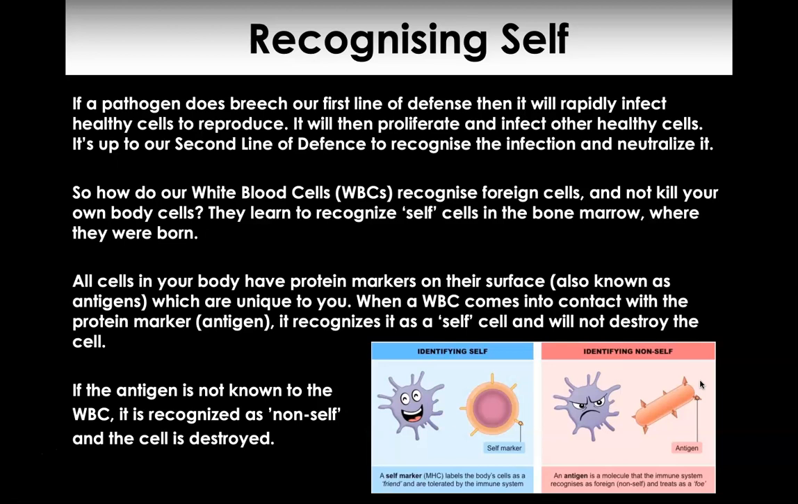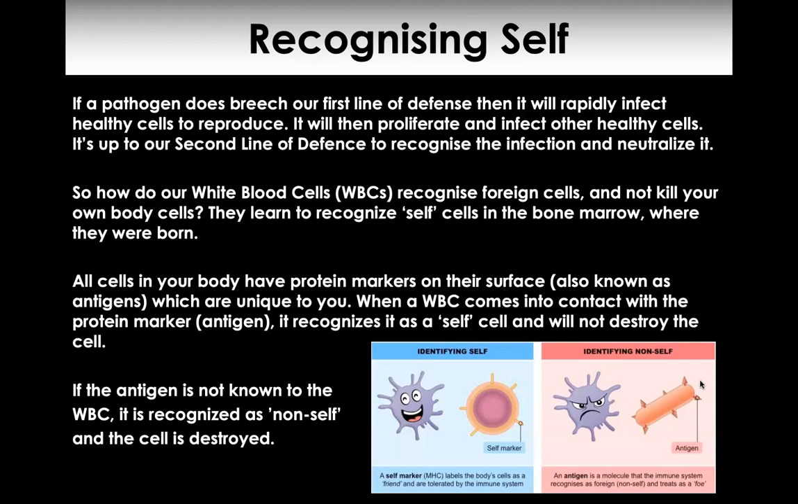So how do our white blood cells recognize foreign cells and not kill your own body cells? They actually learn, it's kind of like going to school, they learn to recognize self cells in the bone marrow. So before they are released from the bone marrow, they go through some sort of education and they learn how to recognize the proteins on the outside of a cell membrane. And basically all of the proteins on every single cell in your body are unique to you. And so those marker proteins on the outside of the cell membrane are also unique to you, and they're called either self-markers or antigens.